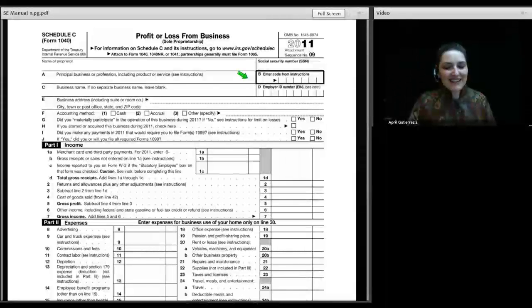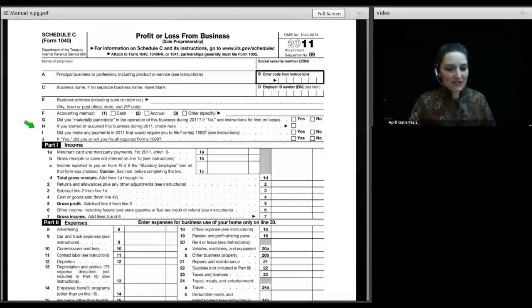And then EIN. Whose EIN? My EIN? Do I have an EIN? How do I get an EIN? We'll talk about that. Accounting method? What's an accounting method? Well, there are different accounting methods out there. How do I know which box to check for my client? And then, did I materially participate? What does that mean? Need to answer that question, so we'll talk about that.